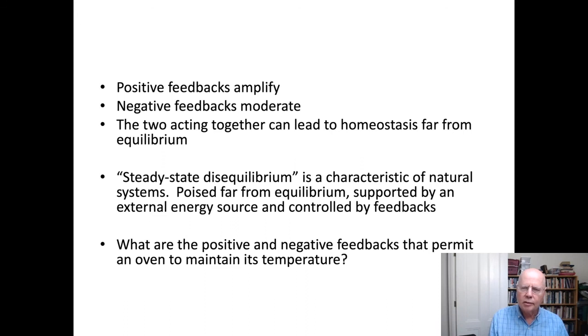Gets too hot, turn off the flame, negative. Not warm enough, turn on the flame, positive. A little bit of change can lead to a big result. A little bit of movement can lead to great warming. Or if it gets too hot, you push back in the other direction. And the temperature can thus be maintained over a very narrow range where we can cook.